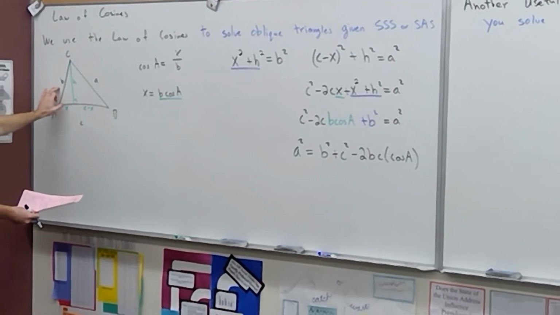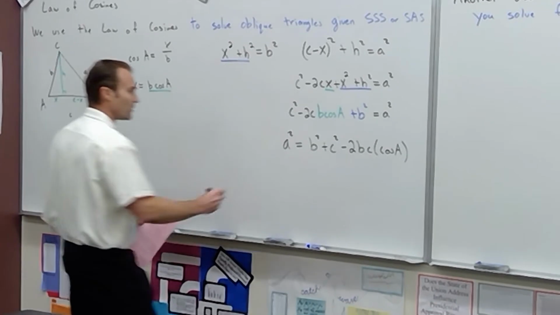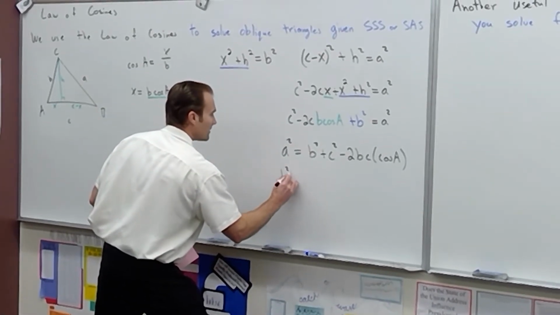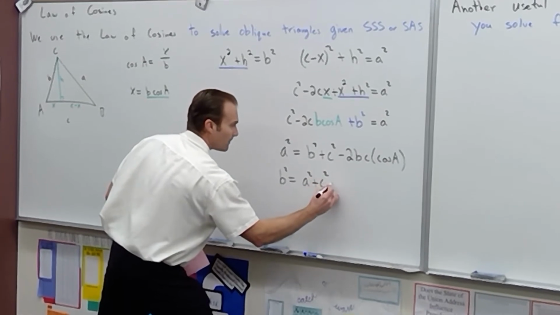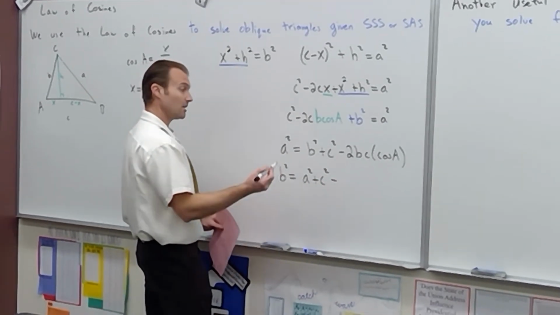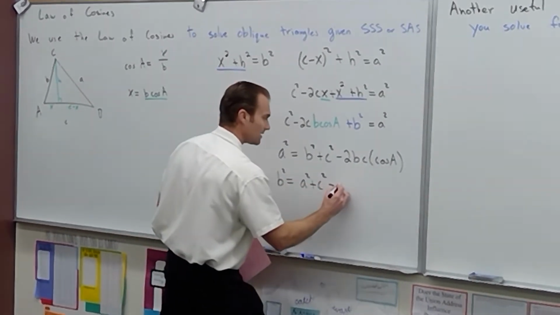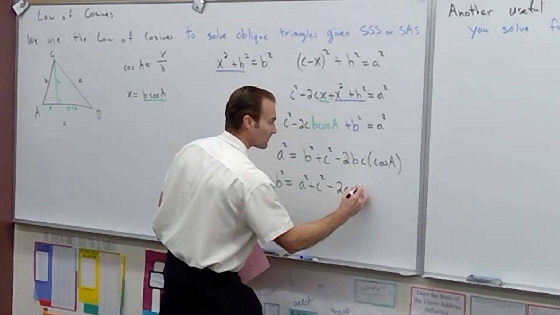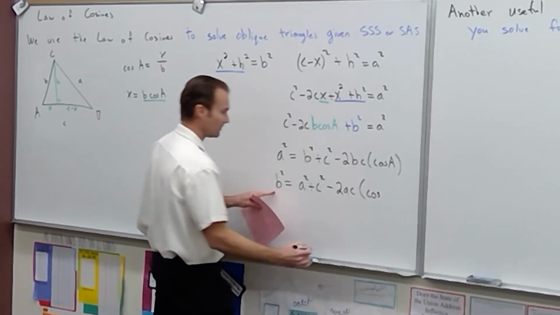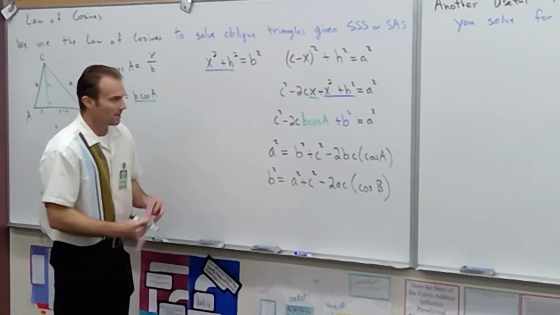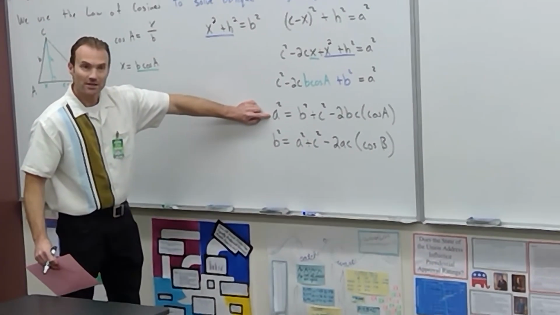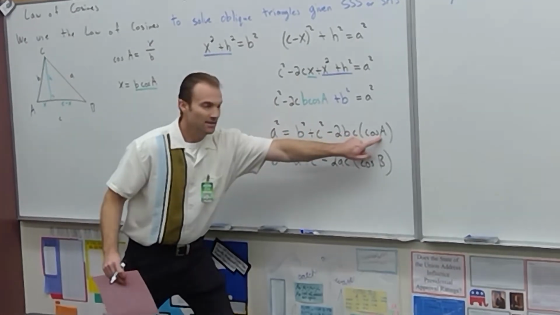So rewriting it in terms of side b, we would have b squared equals a squared plus c squared minus 2ac, and it's going to be cosine of angle B, right? So it's always the side that we're interested in and the angle opposite.